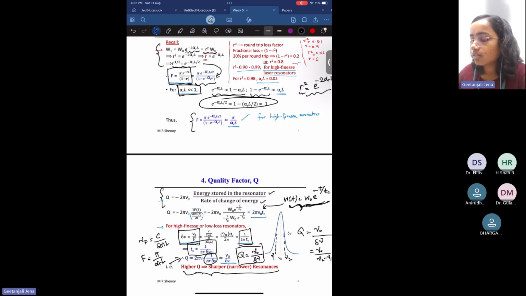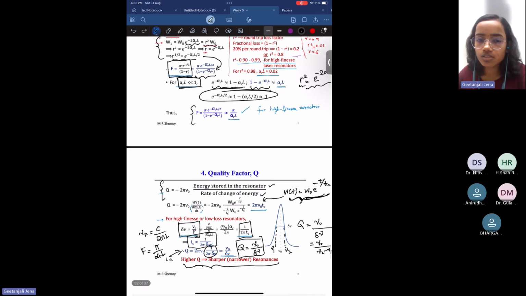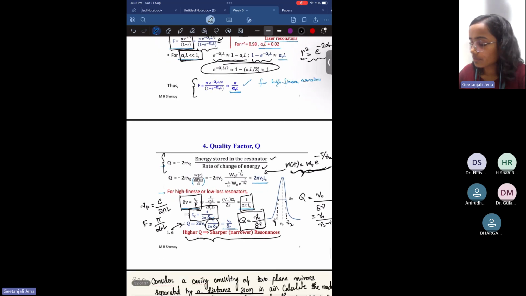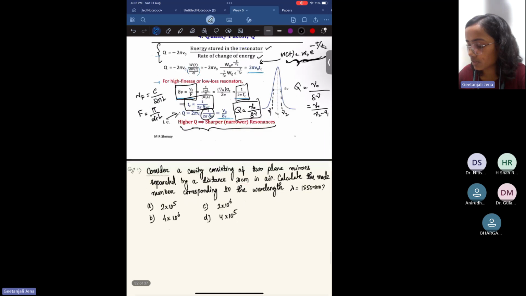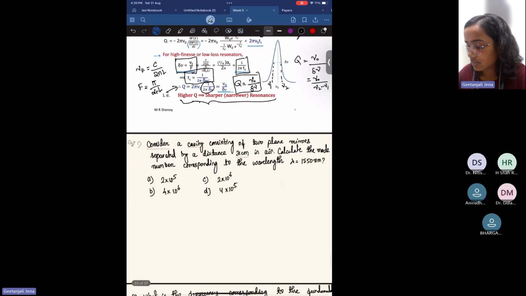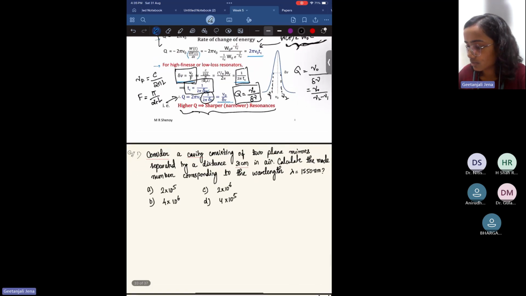So now we'll see the spherical mirror resonator. But before that, let us solve a few problems. These are some simple and easy problems. So please go through the question once before I solve it.